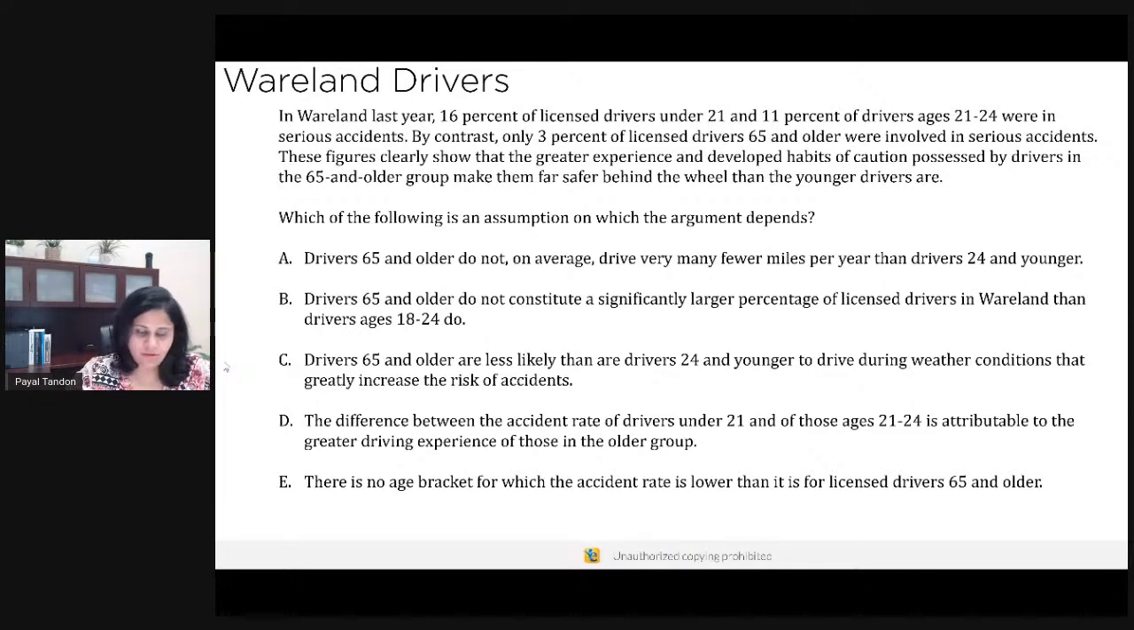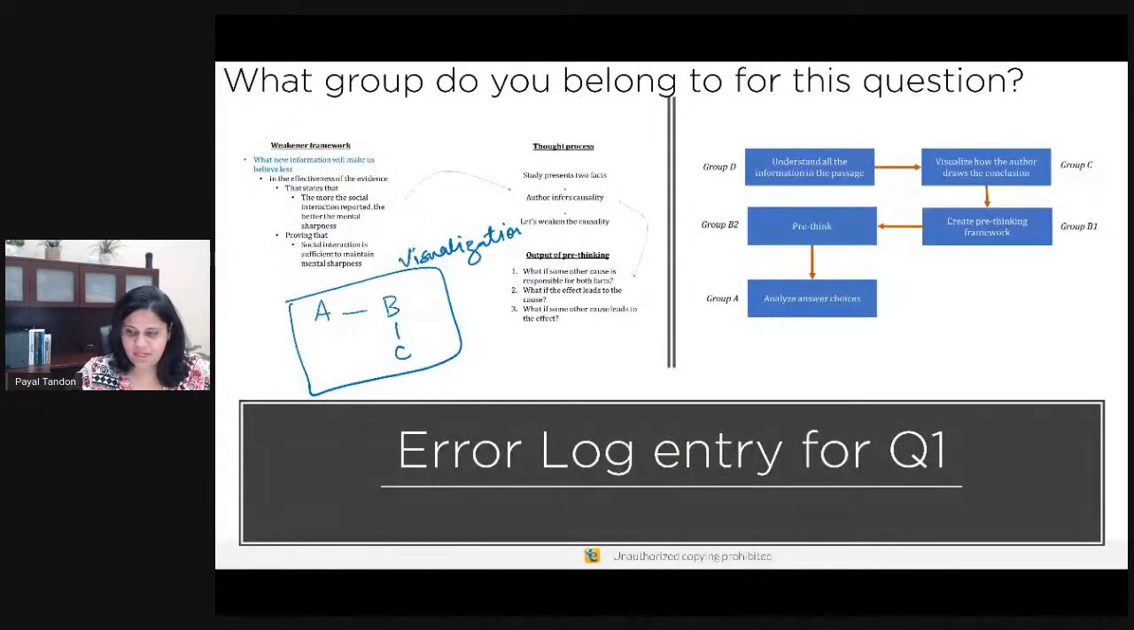Now, just based on what we did for the previous question, and we will look at the solution in detail, tell me, which group do you think you belong to right now? I know you haven't reviewed the solution. I will go through the solution, but right now, what's your feel for whether you were able to follow through all the steps?